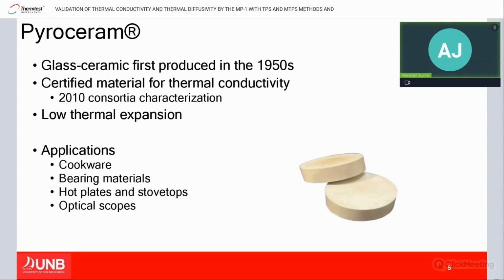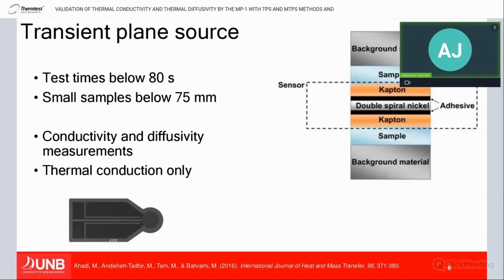And then finally, it also has low thermal expansion, which is nice because it doesn't change shape or size while you're measuring it. So the volumetric heat capacity doesn't change other than the actual intrinsic heat capacity. The applications of Pyroceram, you've probably encountered it already in your life, are in cookware, bearing materials, hot plates, stovetops, anything that has to have differential material temperatures. And that low thermal expansion makes it so it doesn't break.